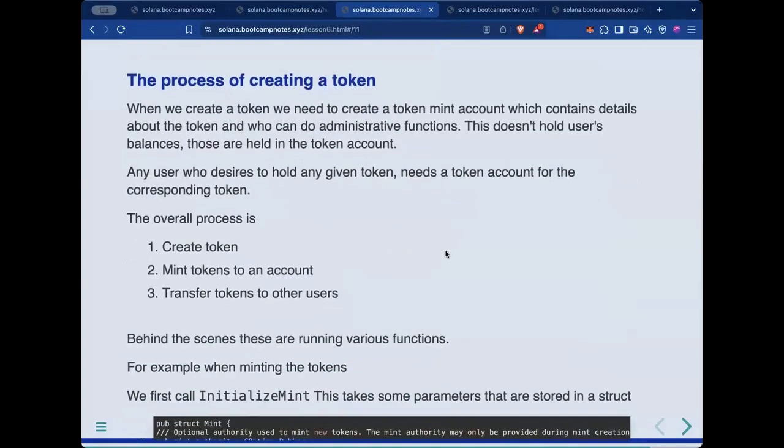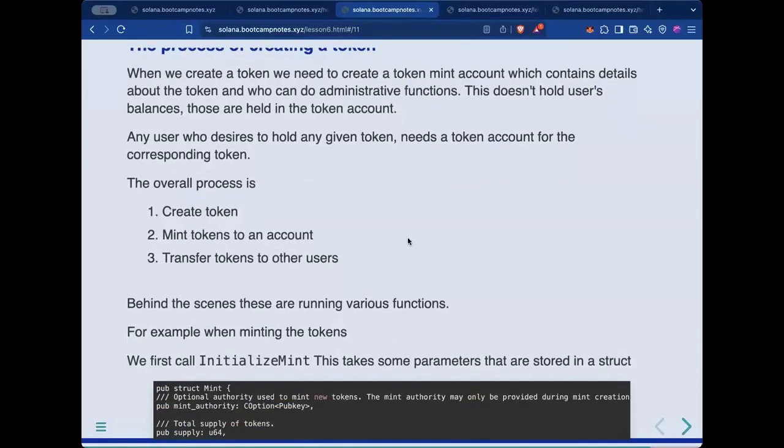Okay. So the overall process then is, to create a token, we need to create the mint account. The process of doing that, we need to create an initial supply. So we will mint a number of tokens to a particular account so that one owner has all of the relevant tokens. And then once that owner has the tokens, they can transfer those to other people, and we can then use the tokens as normal.